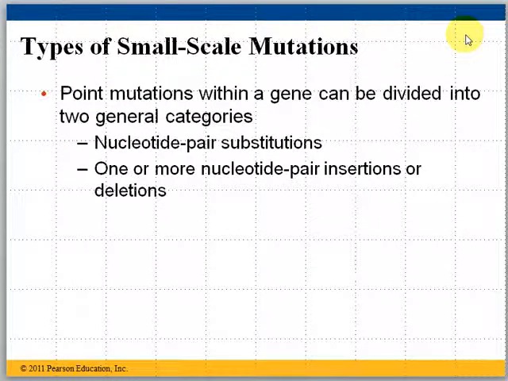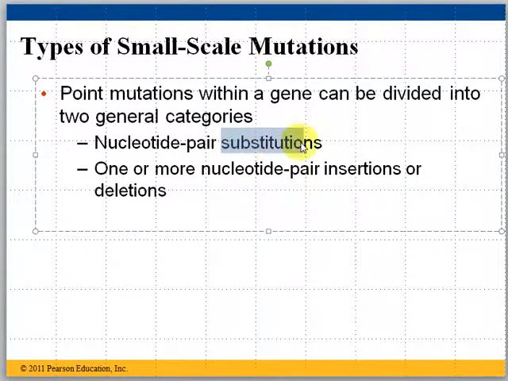This point mutation, this small scale mutation, there's basically two varieties, two ways that this can go wrong. And so we're going to look at the two categories. The first one is what we call a substitution, a nucleotide pair substitution. And then the other one is called an insertion or deletion. So we're going to look at one variety called substitutions, and then another variety which would either be insertions or deletions. You can kind of tell from the names what this means, but we'll go into a bit more detail.